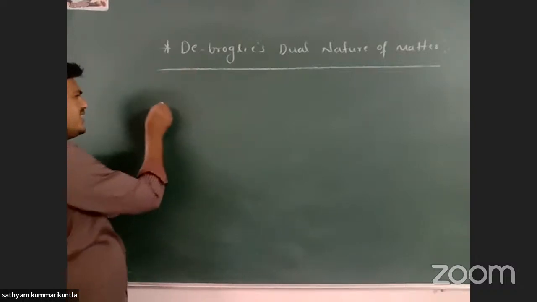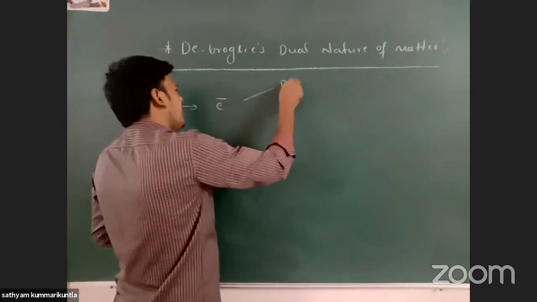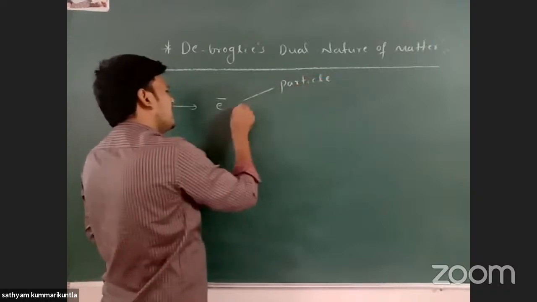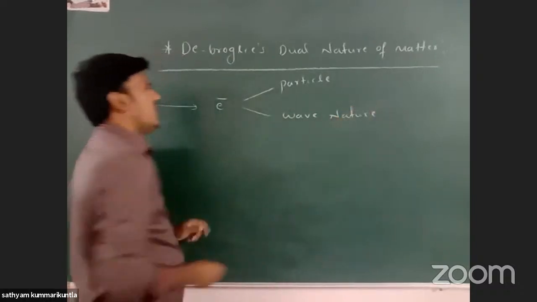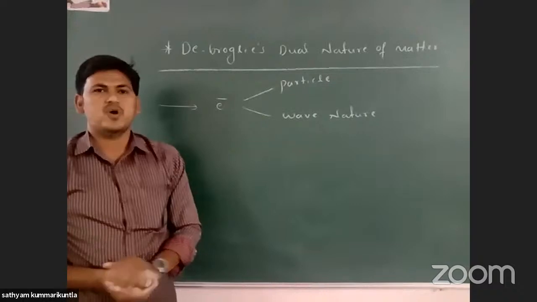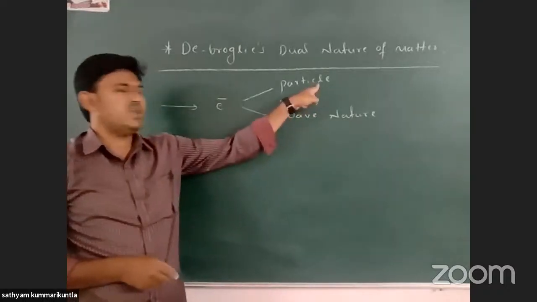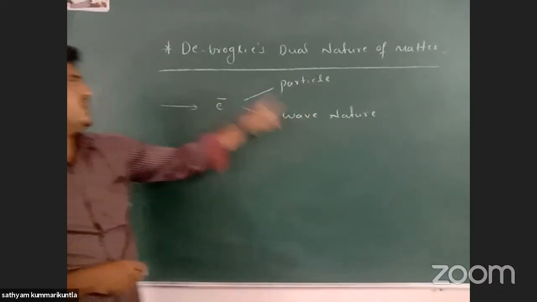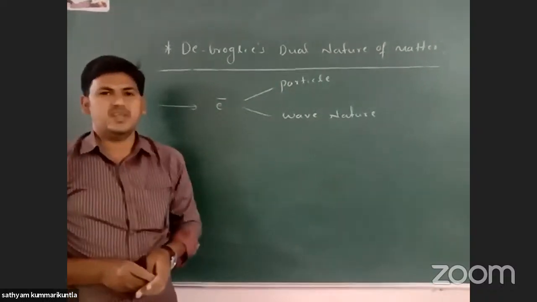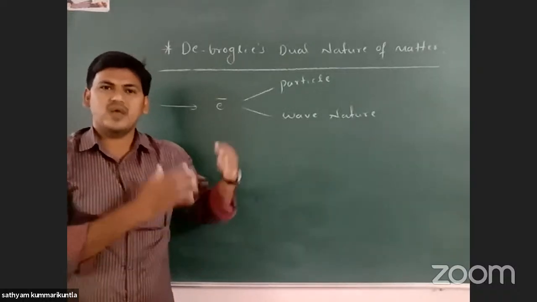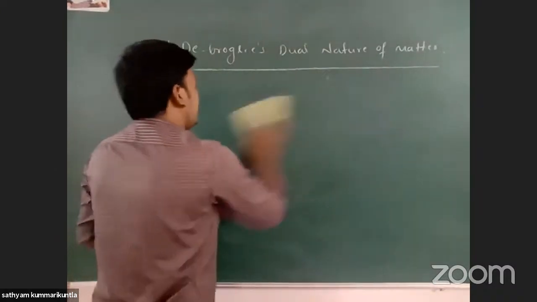According to de Broglie's theory, the electron exhibits both particle nature and wave nature. De Broglie proposed that the electron exhibits particle nature and wave nature. And de Broglie's principle is very important.